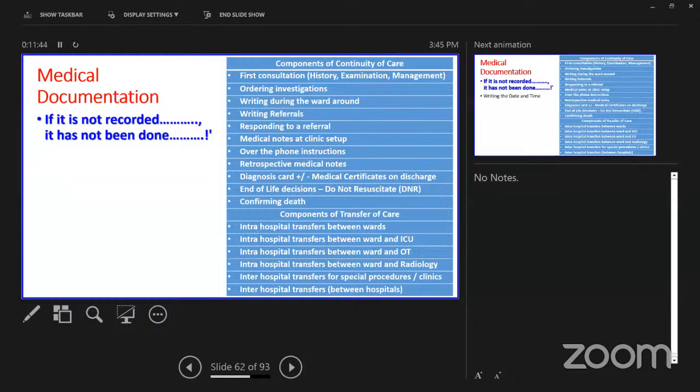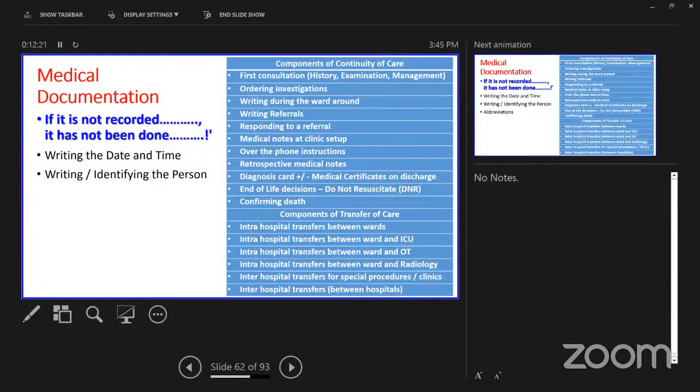And then there are components of transfer of care: transfer between wards, ward and ICU, ward and OT, ward and radiology, special procedures, between hospitals. So you should document everything, because if it is not recorded, it is implied that it has not been done. Writing the date and time is very important when it comes to inquiries and investigations. This is the most important thing, writing the date and time. Writing and identifying the person is again important. Sometimes in a BHT you don't know who has written this. So it's important to defend yourself.